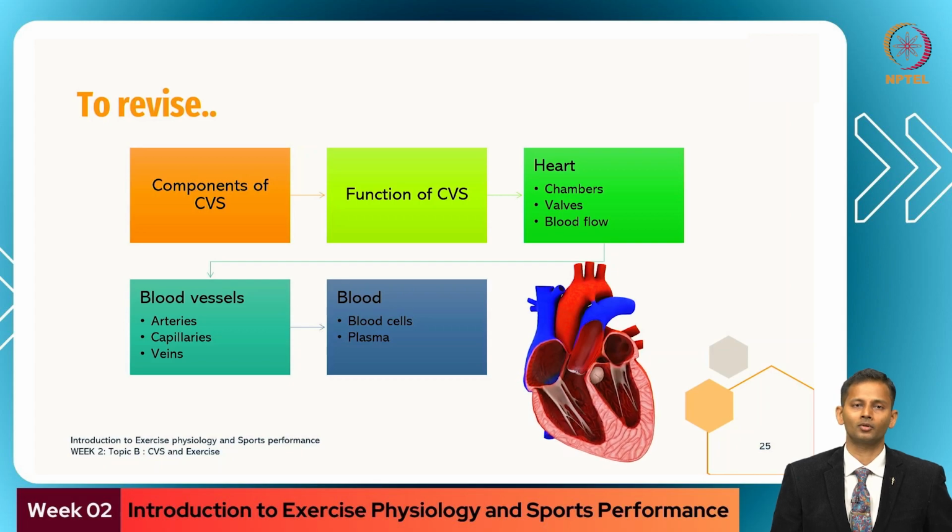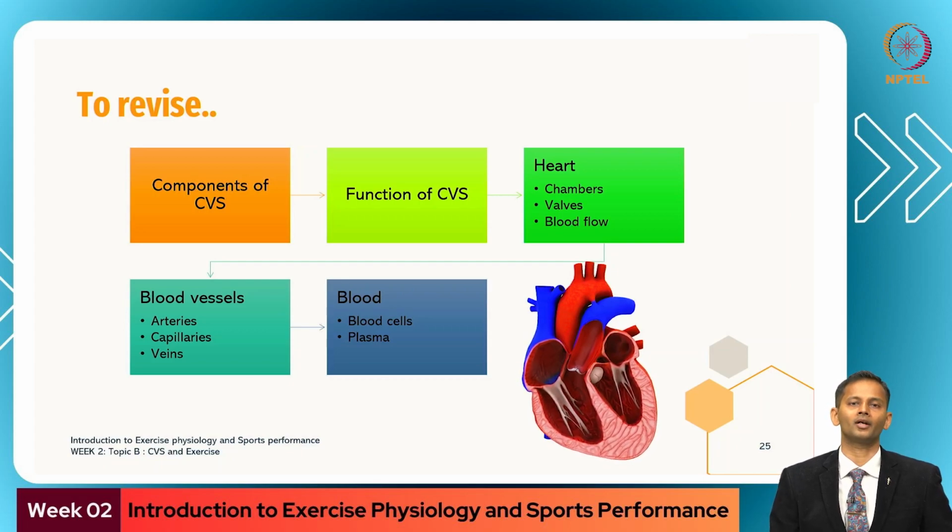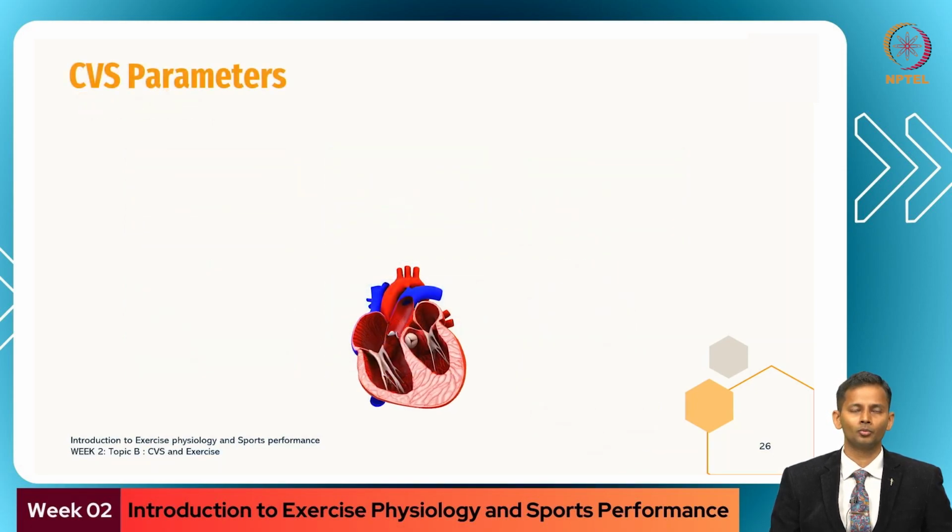We also discussed the components of the blood, divided into the liquid component called the plasma and the cell components: the RBCs or red blood cells, white blood cells and the platelets. We also discussed the importance of viscosity in the blood. So moving ahead, let's discuss certain parameters.